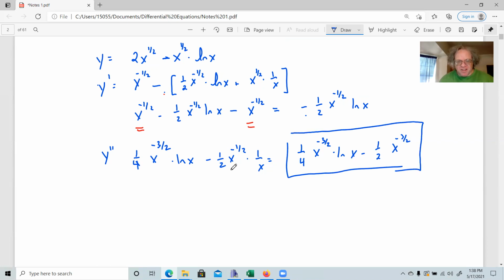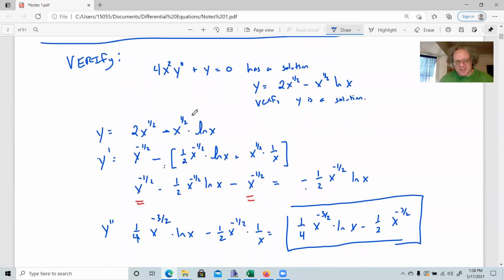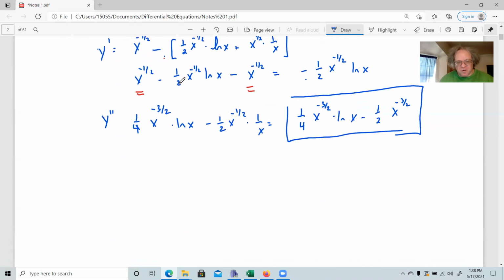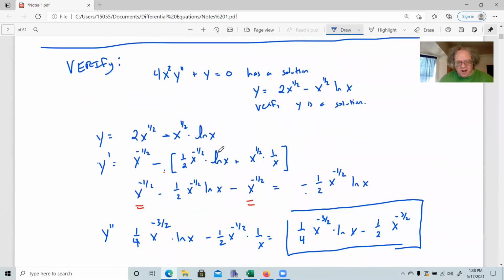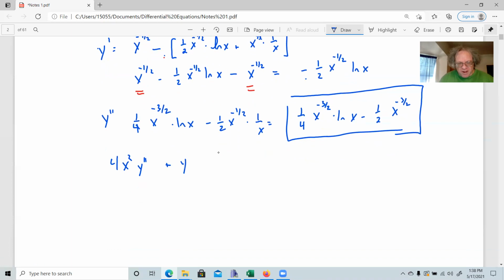Now we get to verify this. We go back up to the beginning. We said there was a 4x squared y double prime, plus y, and let's check to see if it's equal to 0.